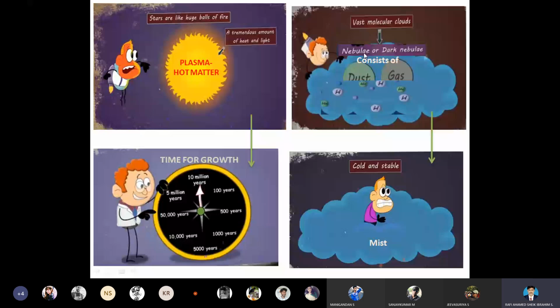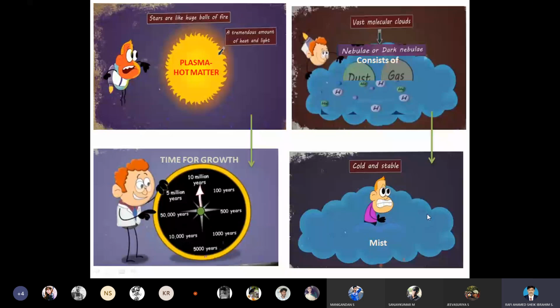We started with the star. A star is a huge ball of fire that emits a huge amount of heat and light. Its lifetime takes place over around a million years. The formation is from the vast molecular cloud, a nebula or a dark cloud, which contains a mixture of dust and gas elements. The gas elements are helium and hydrogen.